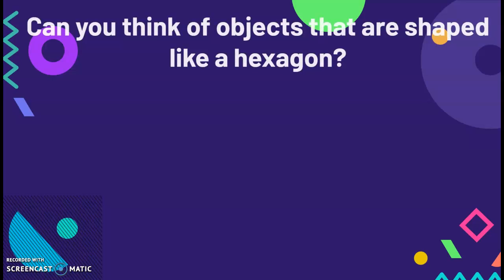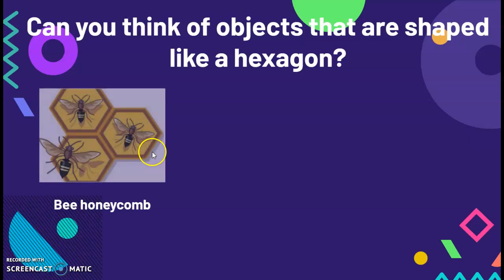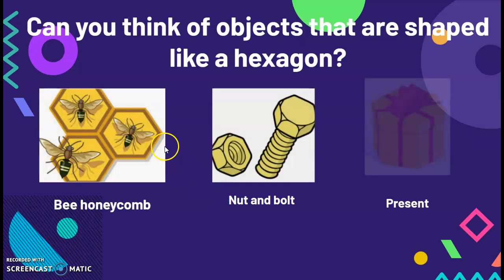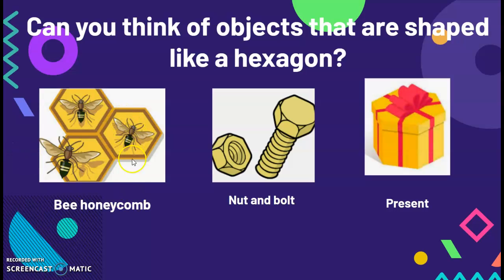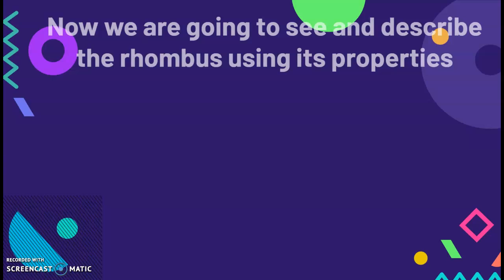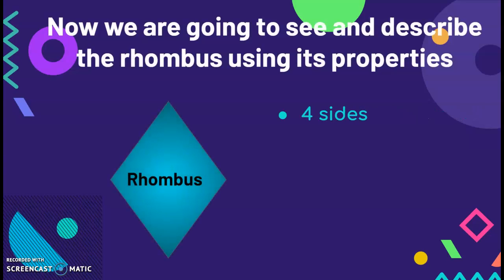All right, now let's think of objects that are shaped like a hexagon. They're not going to be as many as the circle or the square or anything like that, but you will find some. Now watch, you have to kind of like have an open mind about this. So I'll show you some of the ones that I found. A bee honeycomb. That has 6 sides inside there. Some nuts and bolts will have 6 sides, and this particular present does have 6 sides. Now, not all presents will have 6 sides, but that one does, and that was in the shape of a hexagon.